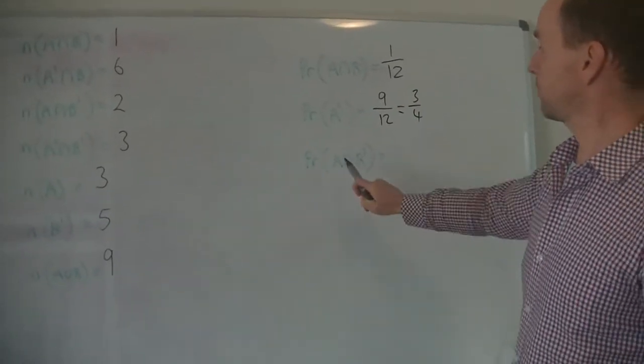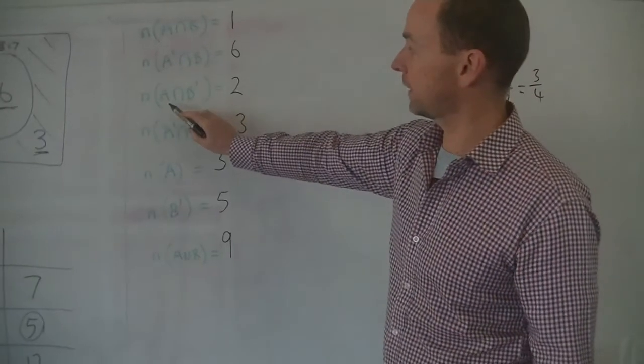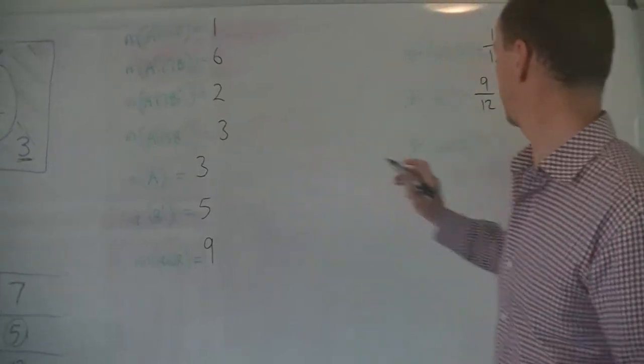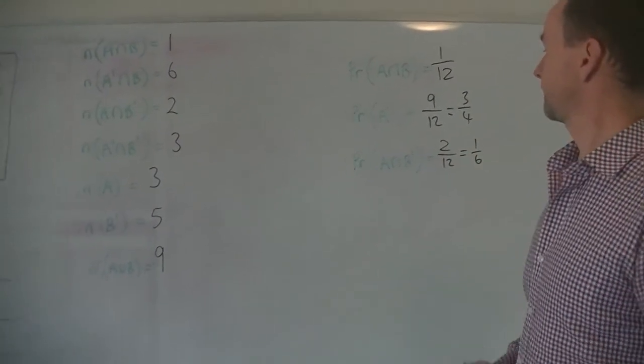And the last one, the probability of A intersecting B naught. And here we've got the number, A intersecting B naught is 2. Again, it's 2 out of 12, which is 1 out of 6.